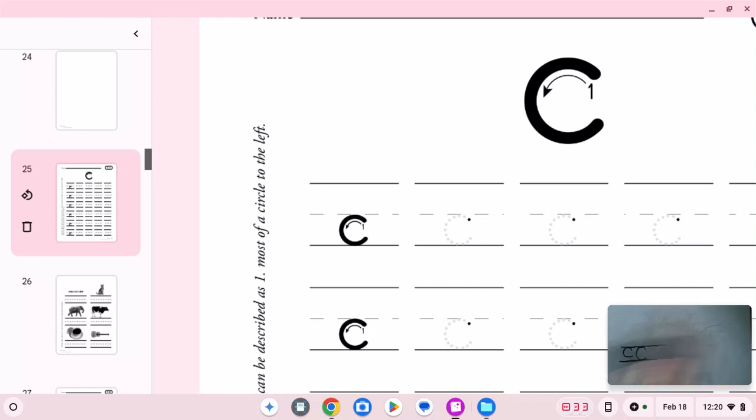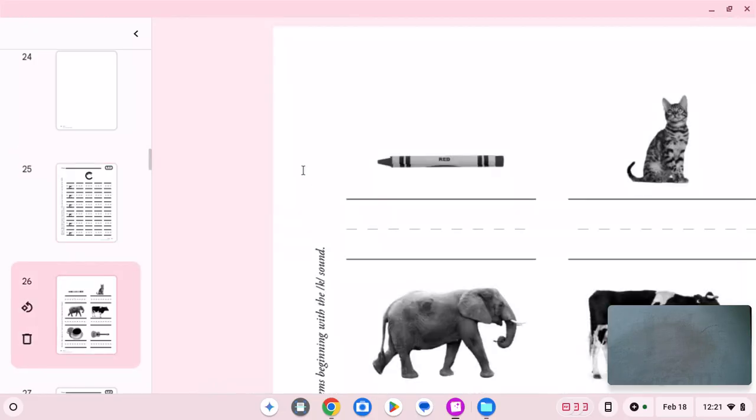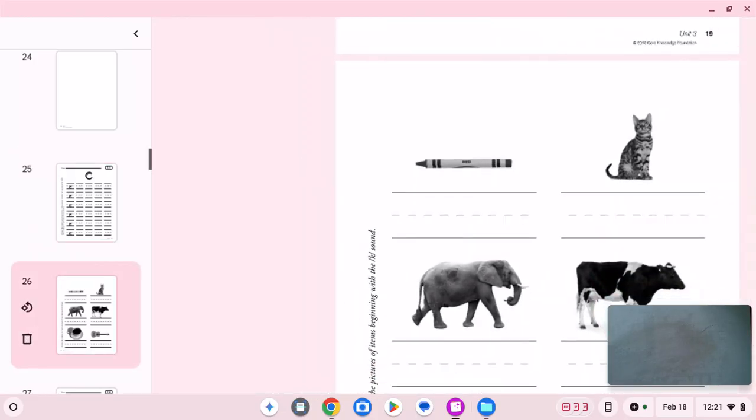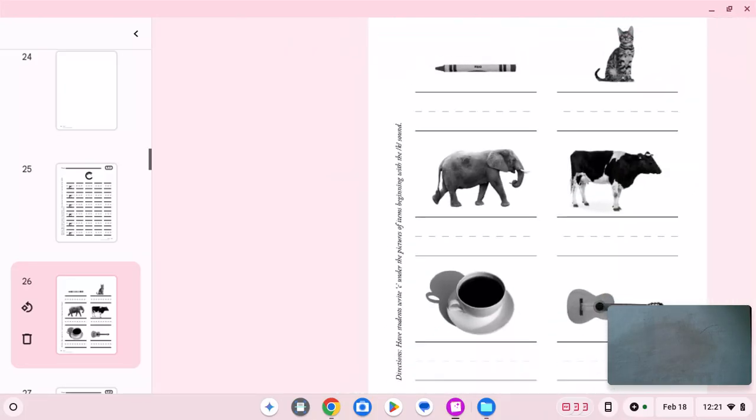And it makes sense to say the sound as they're writing the letter. So they'd say k, k, k, because the most fundamental part of reading is associating the sound with the letter that they hear. After they get really solid at writing the C, the next step is to say the words, and if it starts with a k sound, you're going to write the letter C. So crayon does, you would say k as you write your C. Cat does, k. Elephant does not, so you're going to skip it.